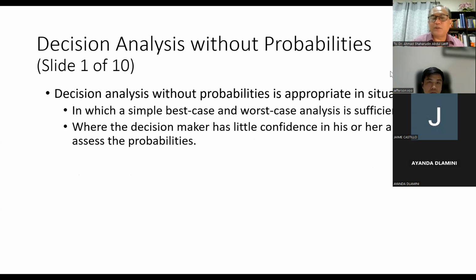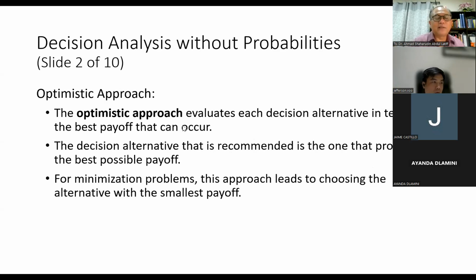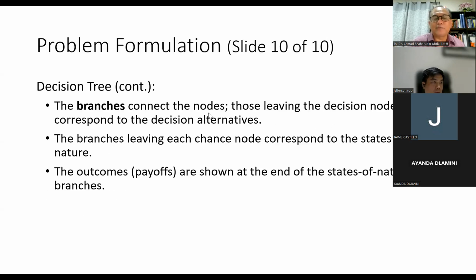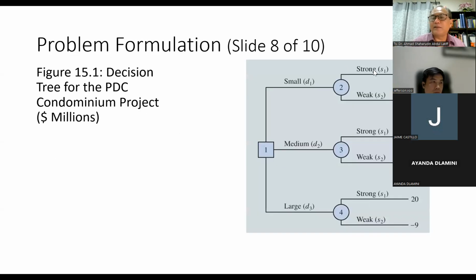When there is probability, you look into best case and worst case analysis. Without probability, you don't have figures of probability. You look into the best case and then you look into the worst case, for every situation. For example, here you can see the best case and the worst case. The best case, if there is a strong demand, you can make 20 million. But if there's lowest demand and you're doing large, you can incur a loss of 9 million.